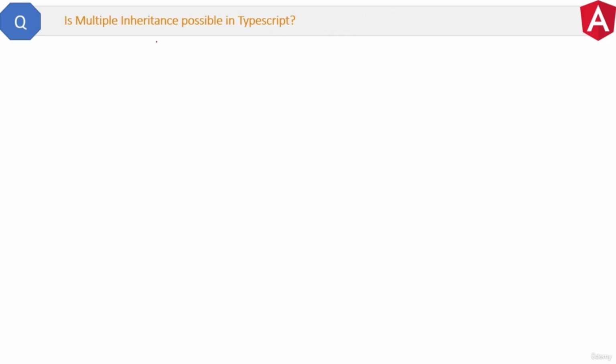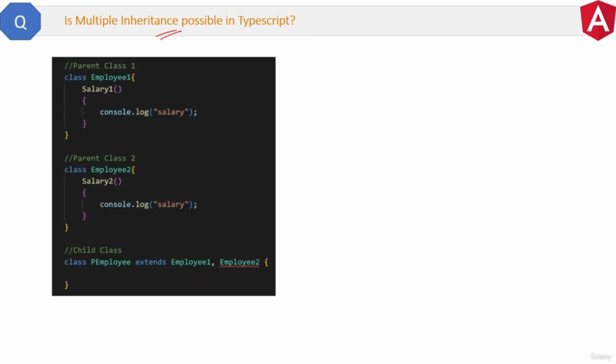Here is the question. Is multiple inheritance possible in TypeScript? First of all, what is multiple inheritance? Here you can see two parent classes, employee 1 and employee 2. And then down here we have this child class P employee. Now we are trying to inherit from both of these parent classes right here. This is multiple inheritance, and that is not possible via classes like this.